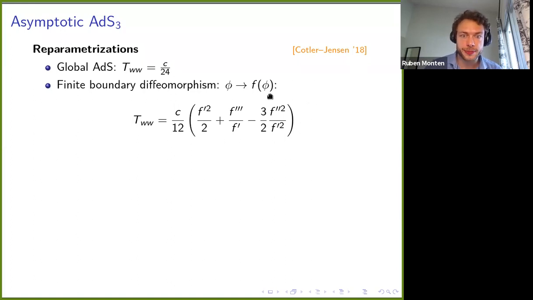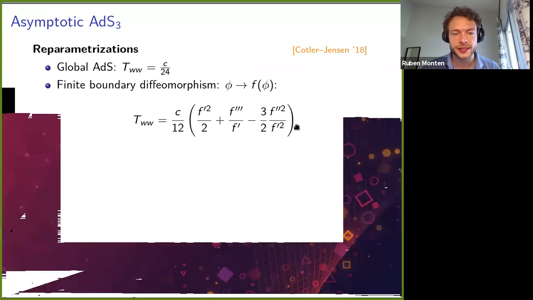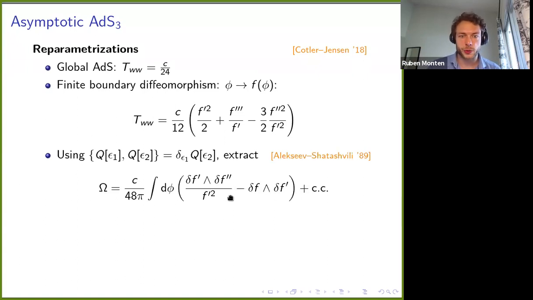It's actually in terms of this particular function f. So this is sort of a relabeling of the degrees of freedom, a relabeling of these stress tensors, or a relabeling of the states. We can actually extract what the symplectic form is, and it looks particularly simple. It has come to be known as the Alekseev-Shatashvili symplectic form, which is just this particular combination of derivatives of f and their complex conjugates. So there's an analogous f bar for the T_{w̄w̄} component.